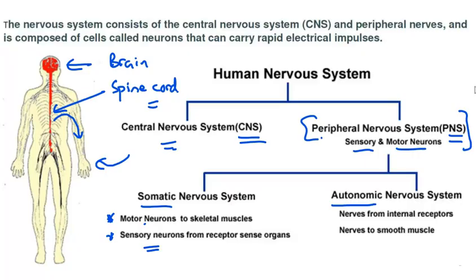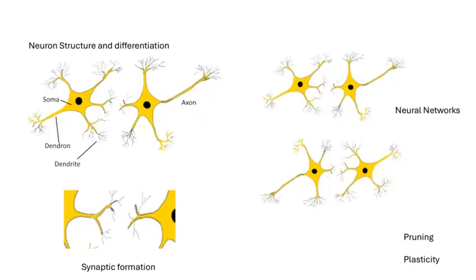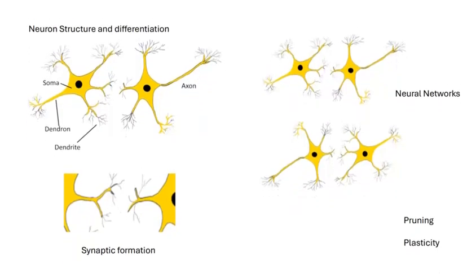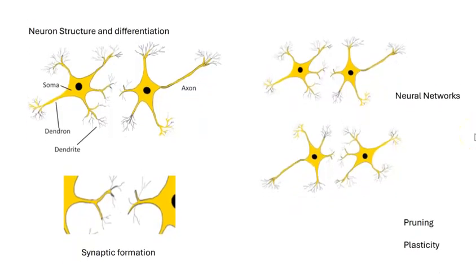So as we go forward, we'll take a quick look at cells of the central nervous system, motor neurons in this video, and later in another video we'll take a look at sensory neurons. Moving on to the structure of nerve cells within the central nervous system, the neuron structure and their development.